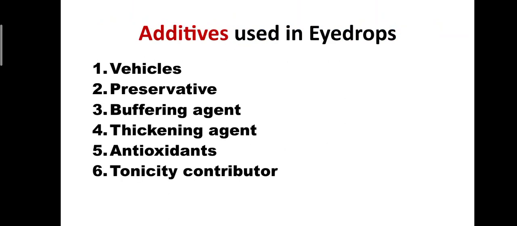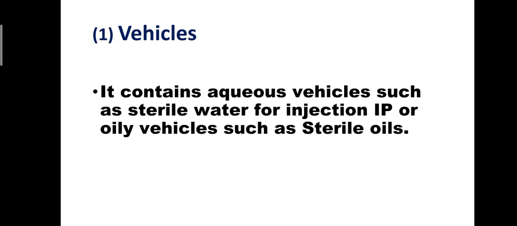Additives used in eye drops. Which types of additives are used in eye drops? There are 6 types of additives used in eye drops, which are these. First, vehicles. Second, preservative. Third, buffering agent. Fourth, thickening agent. Fifth, antioxidants. Sixth, tonicity contributor. These are the 6 additives or excipients used in eye drops. Let's see one by one in detail.